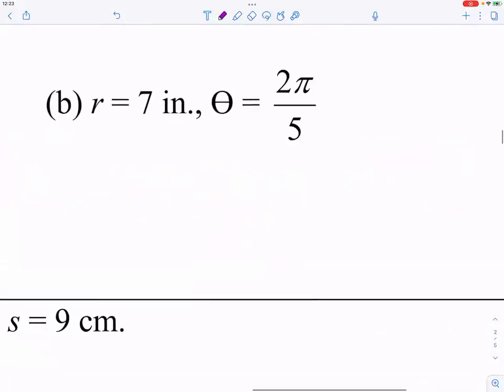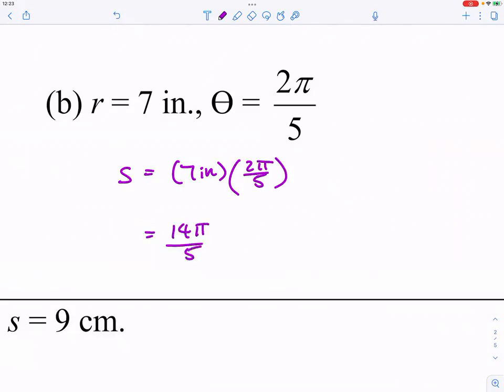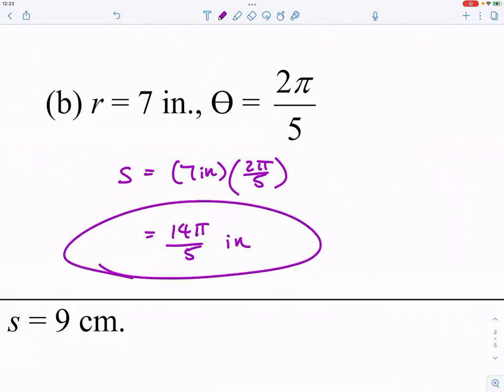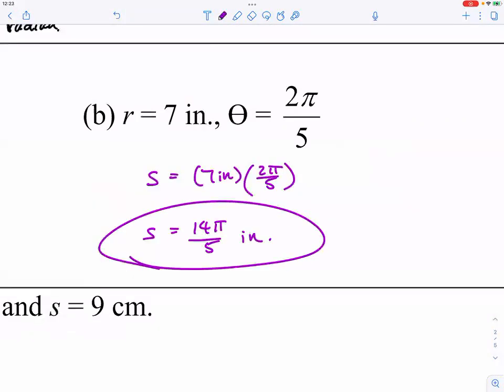All right, over here you have the radian measure. So therefore we will go ahead and use r theta. So 7 inches times 2 pi over 5. There's not much you can simplify, so this is the answer. S is equal to 14 pi over 5. That's all you can do with this kind of setting.